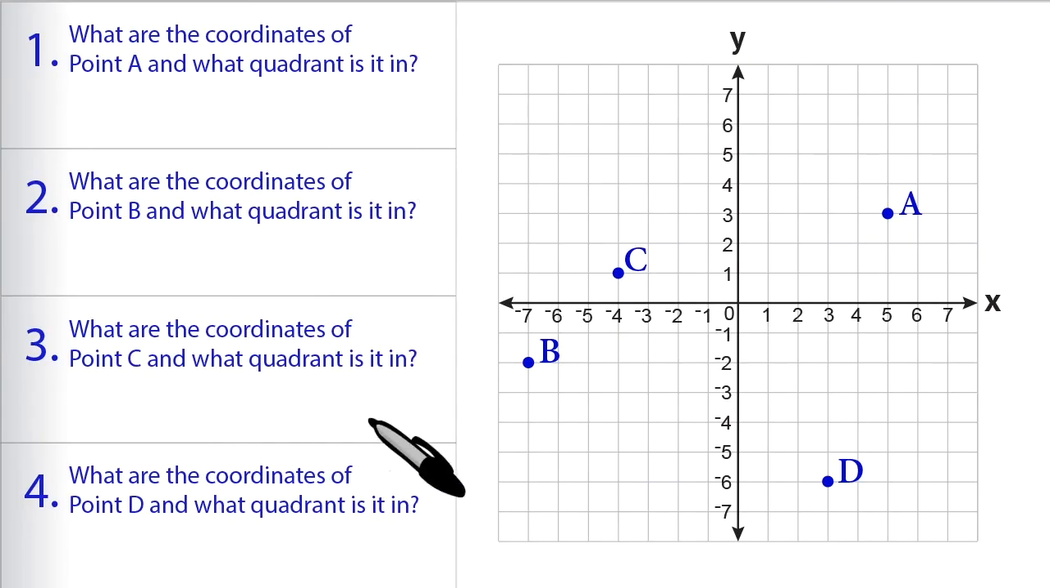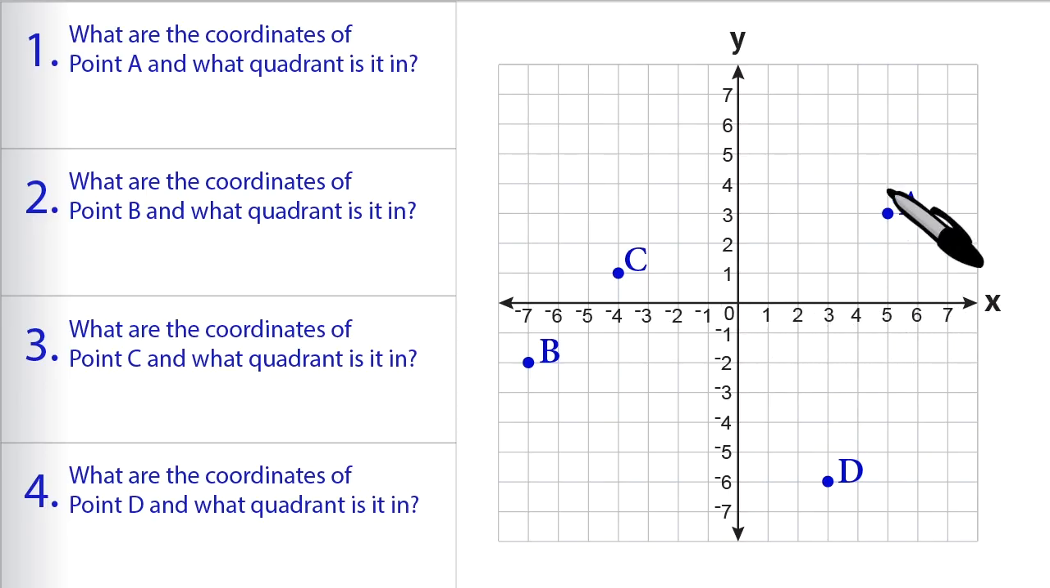For our first 4 problems, we're going to use this graph right here on the right. All right, so for problem 1, we have what are the coordinates of point A and what quadrant is it in? Well, here's point A right here. So we need to find out the coordinates of it, where it's located on the coordinate plane. So we need to find the x value and the y value.